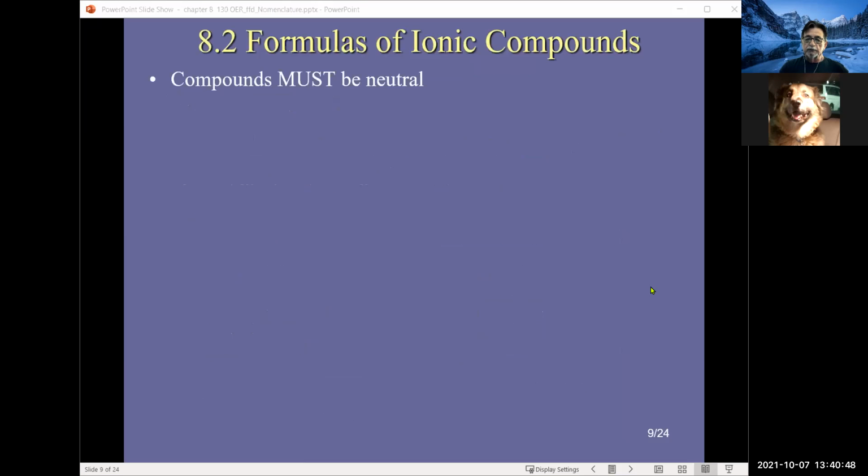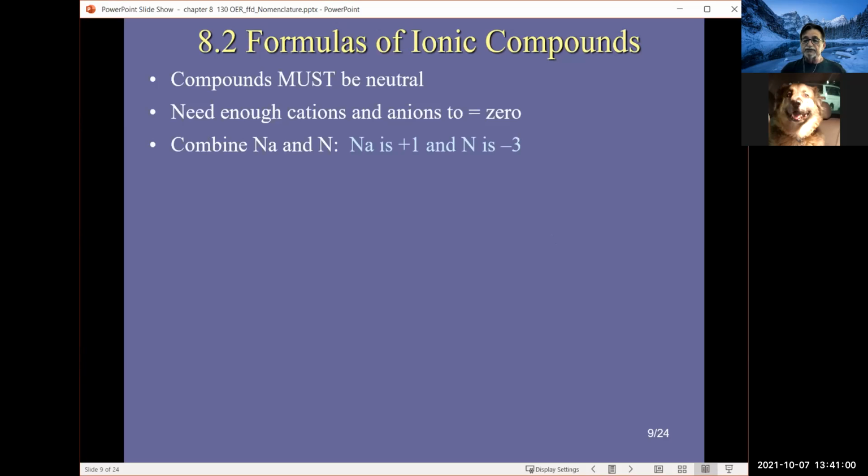Think of these as a group. We have to add enough cations and anions to equal 0. They're asking you here to combine sodium and nitrogen; they just gave you sodium and nitrogen, so you have to convert them to ions. That means you use your periodic table to find them. We know that sodium is in group 1, and so sodium would have a +1 charge. Nitrogen, when it becomes an ion, now becomes nitride because it's in group 5.